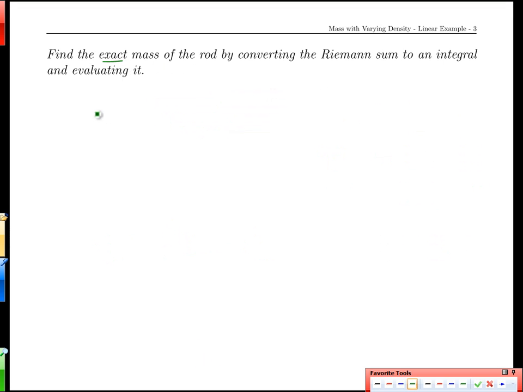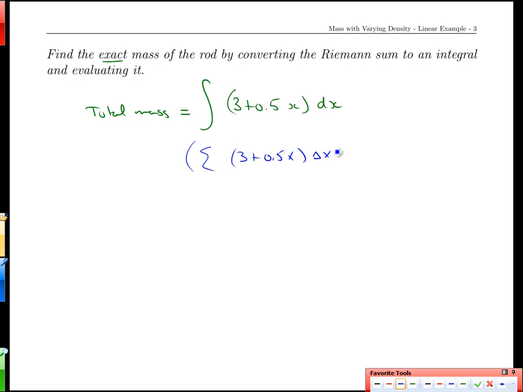Find the exact mass. Well, what we can do with the total mass now to get it exactly is do an integral of exactly that same thing that we had before, 0.5x plus 3 times dx now, because the Riemann sum that we had earlier was the sum of 3 plus 0.5 x's times delta x's, and the integral just is this sum with smaller and smaller delta x's, the limit of that.